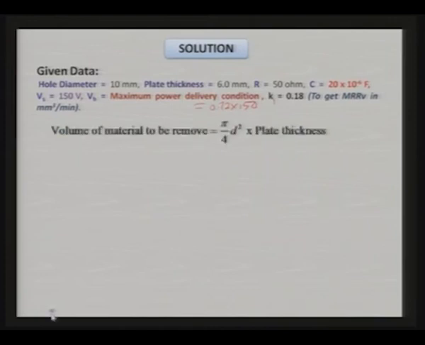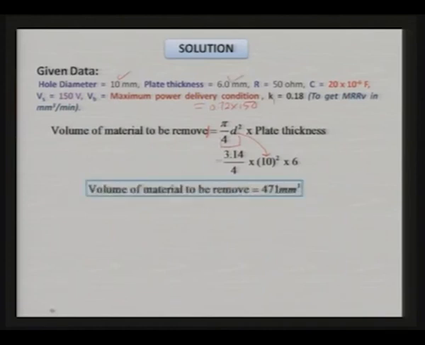So, what is the volume of material to be removed in drilling this particular hole? That is equal to pi by 4 d square multiplied by the plate thickness. This gives you the cross sectional area of the hole to be drilled times the thickness. Substitute the value of d, that is 10 millimeter as the diameter of the hole as given over here, and thickness of the plate is given as 6 millimeter over here. So, substitute these values and calculate it, you will get 471 millimeter cube as the volume of the material to be removed during drilling operation.